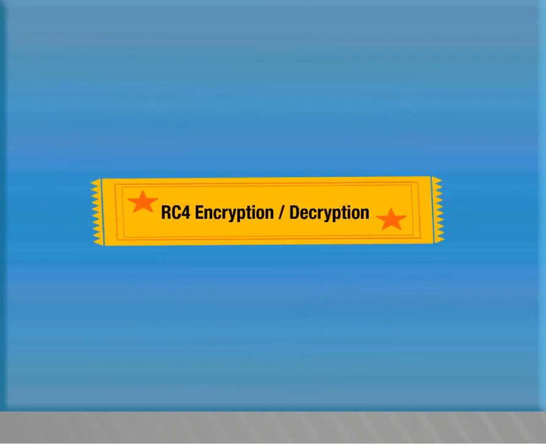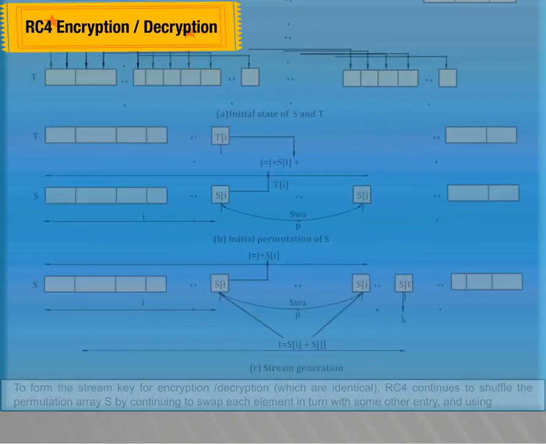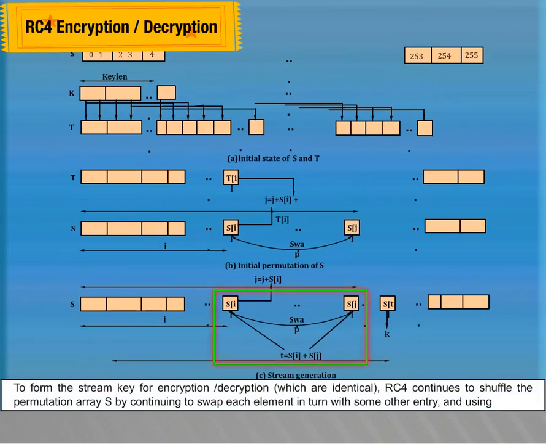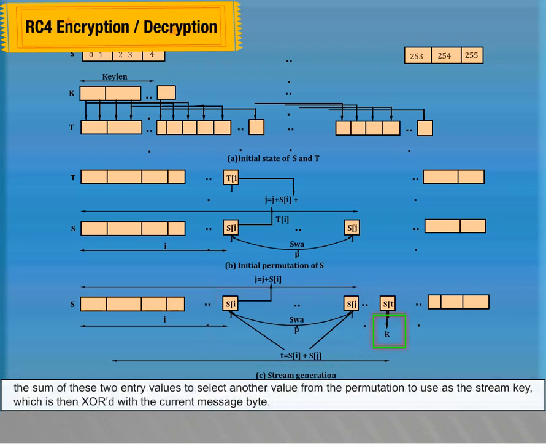RC4 encryption or decryption. To form the stream key for encryption or decryption, which are identical, RC4 continues to shuffle the permutation array S by continuing to swap each element in turn with some other entry and using the sum of these two entry values to select another value from the permutation to use as the stream key, which is then XORed with the current message byte.